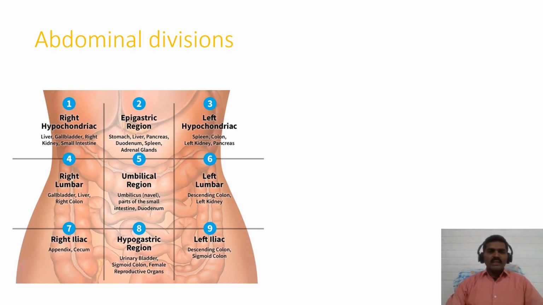Right lumbar region mainly contains the gallbladder, parts of the liver, and the right colon. The umbilical region, or the central region, contains the umbilicus, parts of the small intestine and duodenum. Left lumbar region contains the descending colon and the left kidney. The right iliac region contains mainly the cecum and the appendix. The hypogastric region, or the pelvic region, contains the urinary bladder, sigmoid colon, and female reproductive organs like the ovaries. Left iliac region contains the descending colon and the sigmoid colon.